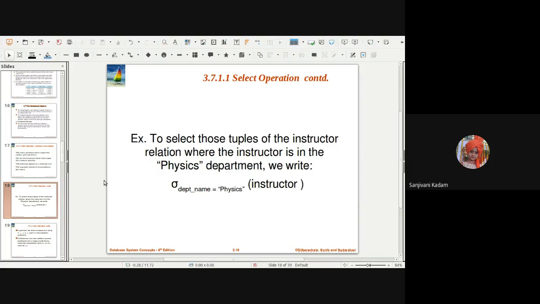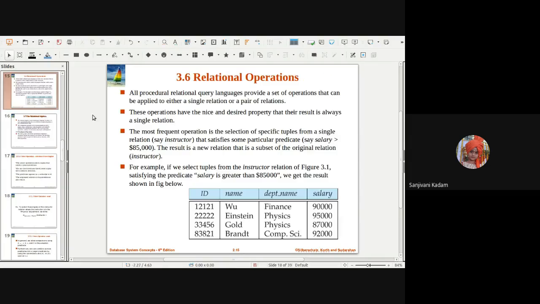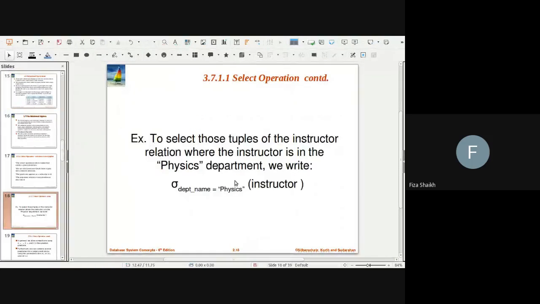So now let us see how to write a query for the previous statement. The previous statement was: if we select tuples from the instructor relation of the figure satisfying the predicate salary is greater than 85,000. Okay, this is my requirement. So in that case, how can we write the query? Any idea? Can anybody tell me how to write the query for this?